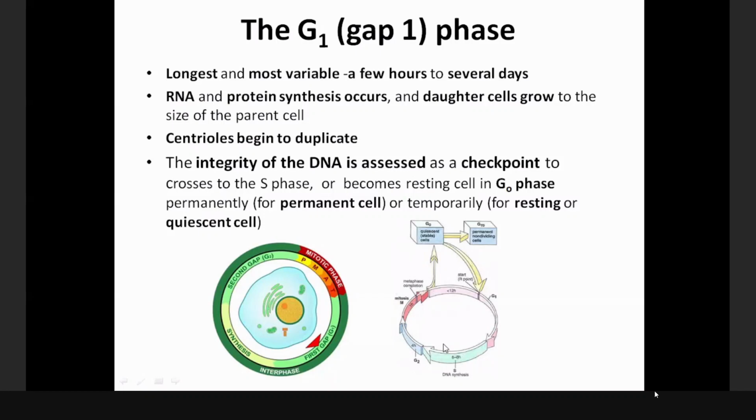they are resting cells. Whereas other cells, such as the neurons, no longer divide. We call them permanent cells. So cells have different lifespans, and because of this, the G1 phase is very variable.